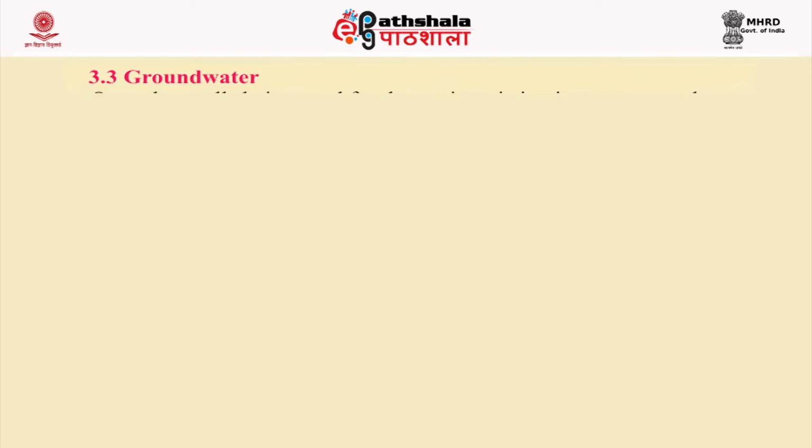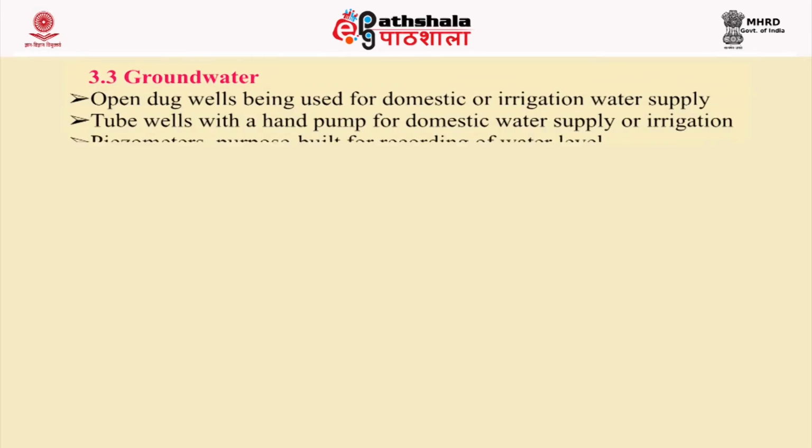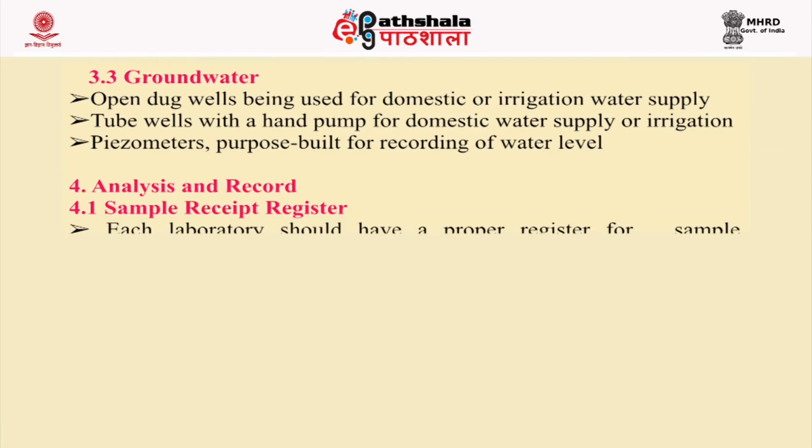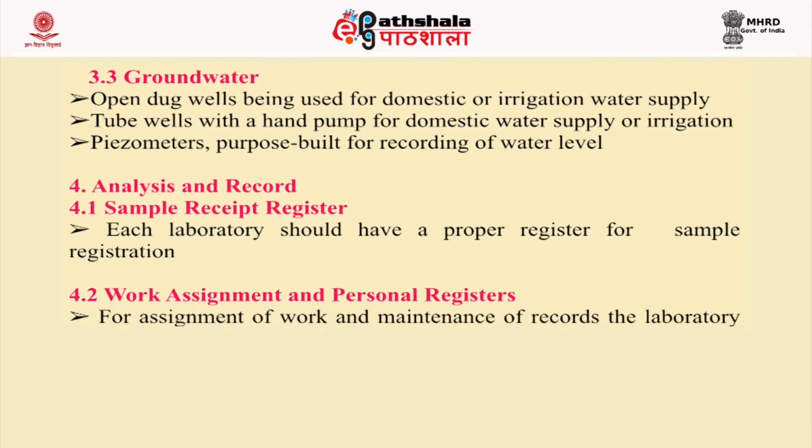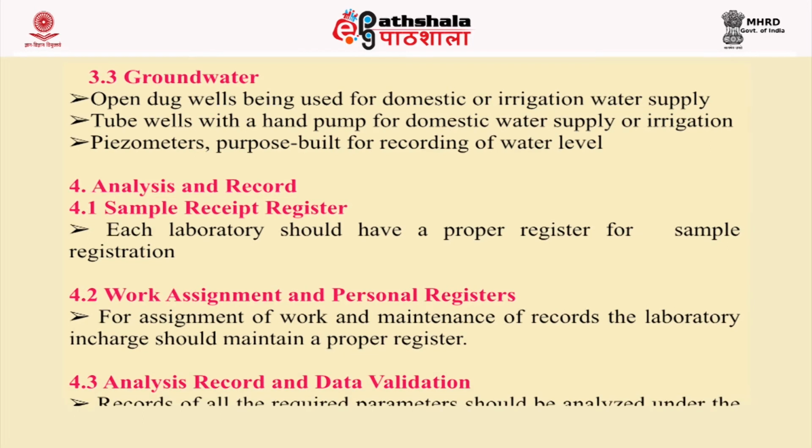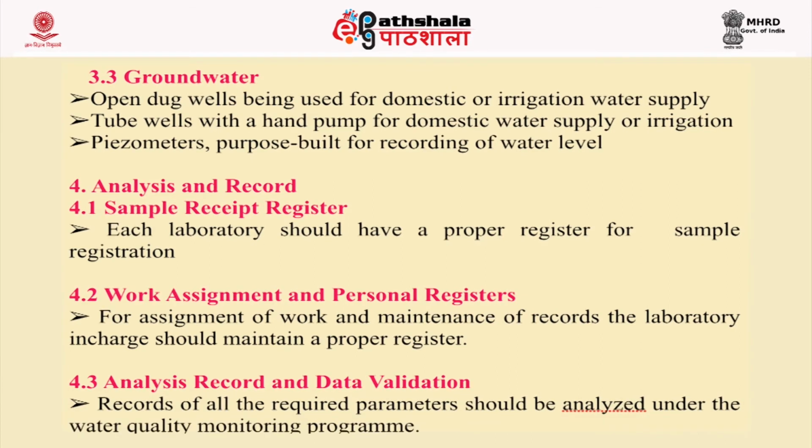For groundwater, open dug wells being used for domestic or irrigation water supply, and tube wells with a hand pump for domestic water supply or irrigation, are sampled. The fourth step is analysis and record. Sample receipt register: each laboratory should have a proper register for sample registration. Work assignment and personnel registers: for assignment of work and maintenance of records, the laboratory in charge should maintain a proper register. And the last step is the analysis of record and data validation. Records of all the required parameters should be analyzed under the water quality monitoring programs.